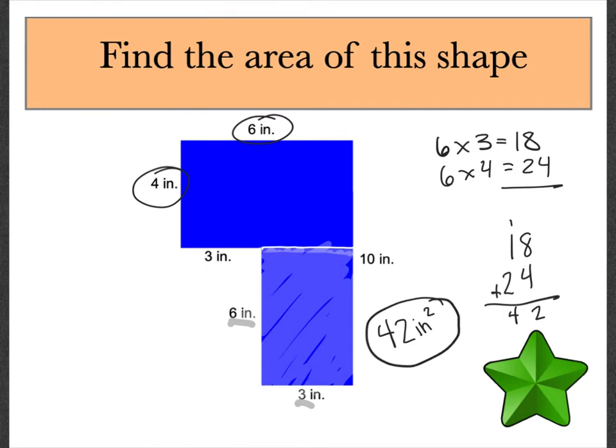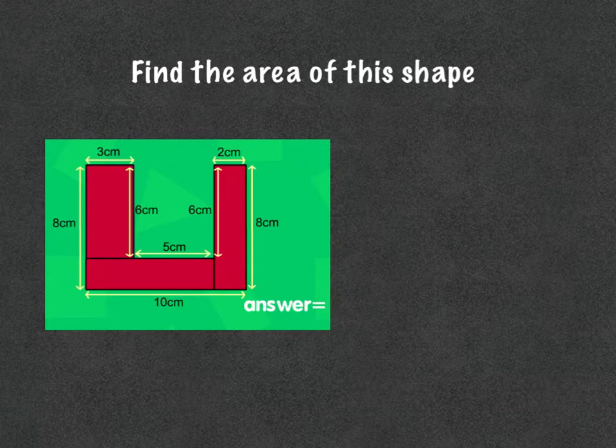Okay, so 42 inches squared would be the area of this entire blue shape, the bottom rectangle and the top rectangle. All right, let's try another one. And they already have these chopped up for us to give us kind of a guide. And we'll figure out our different areas. So this one right here, let's do this rectangle first.